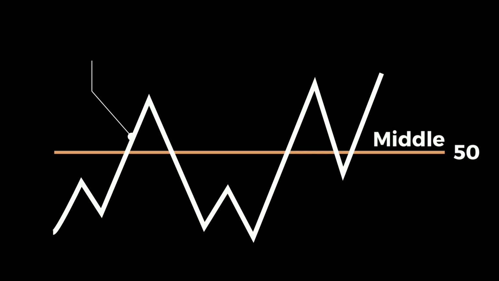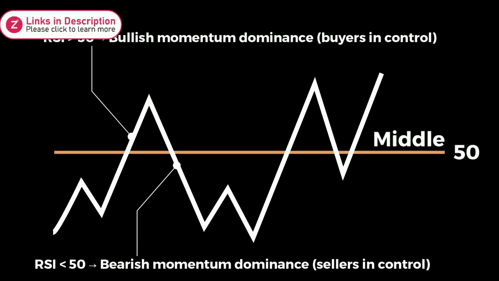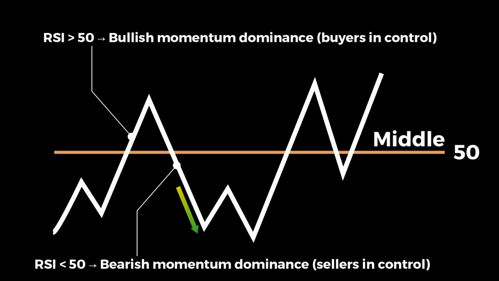When the RSI moves above the middle line, it indicates that bullish momentum is increasing. In this situation, we can interpret it as bullish momentum dominance, meaning buyers are in control and may continue pushing the price higher. On the other hand, when the RSI drops below the middle line, or RSI 50, it shows that bearish momentum is gaining strength. This represents bearish momentum dominance, meaning sellers are controlling the market and may continue applying downward pressure on price.